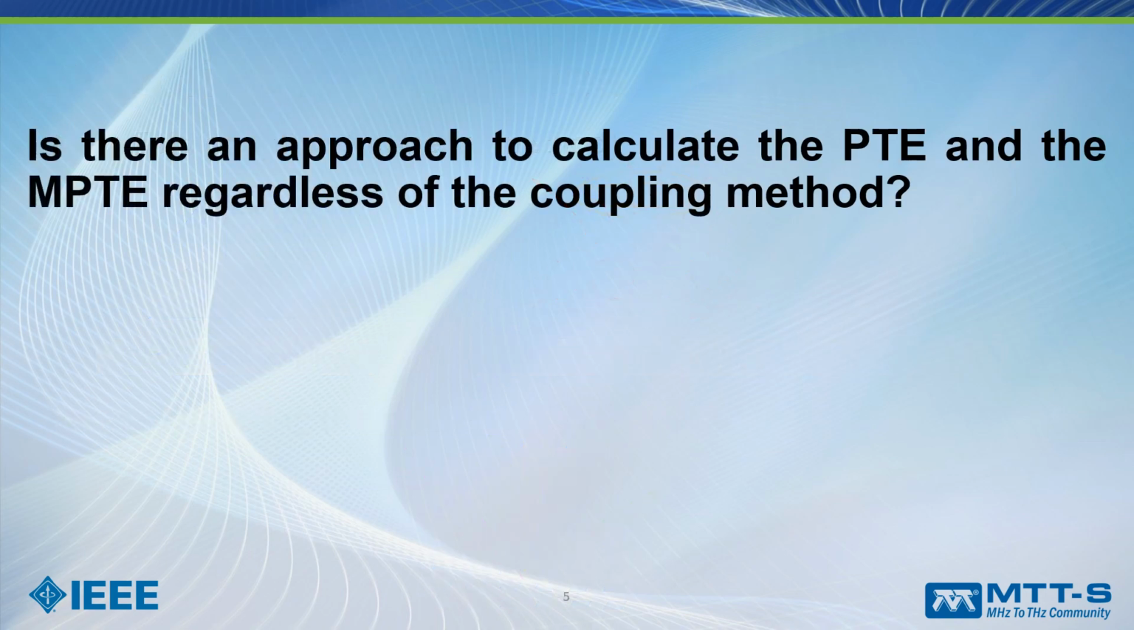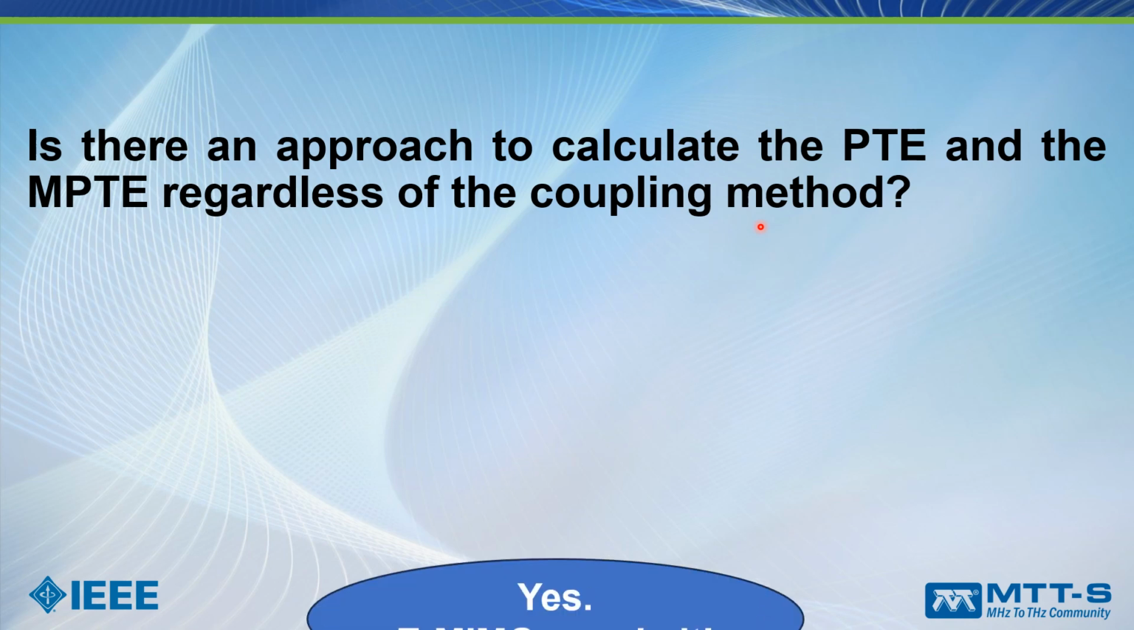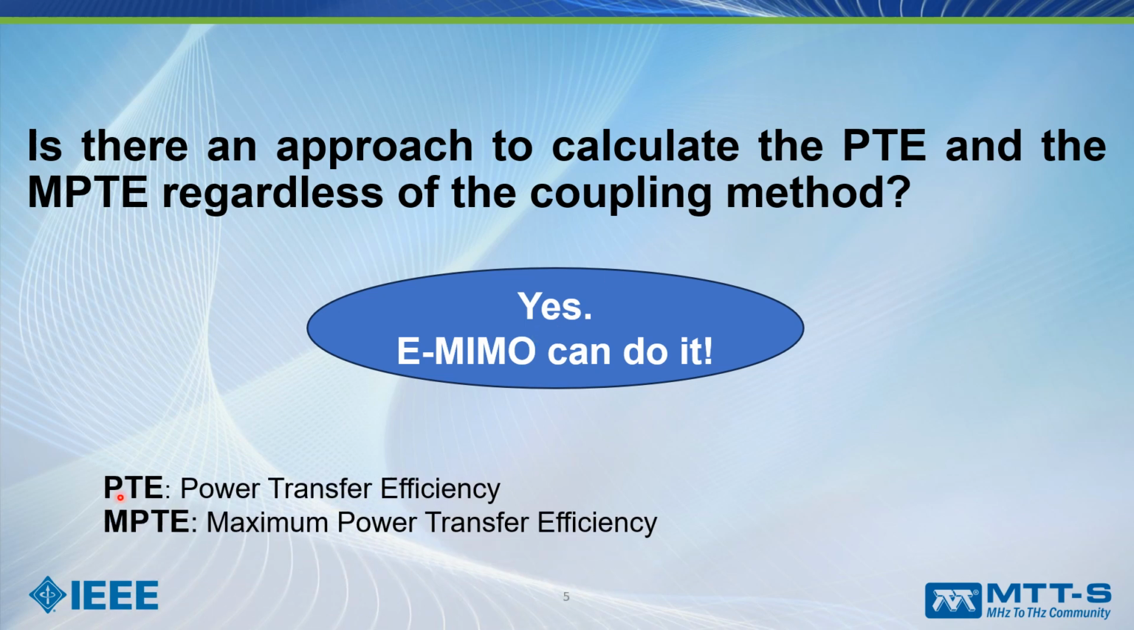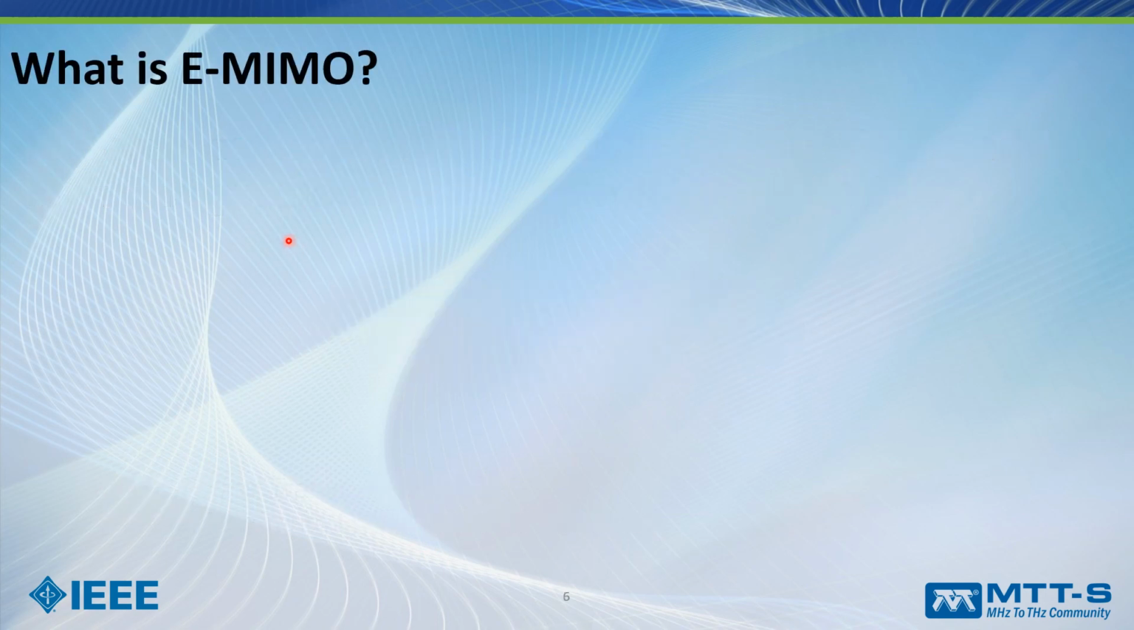So the question naturally arises: is there an approach to calculate the PTE and the MPTE regardless of the coupling method? The answer is yes, eMIMO can do it. So this is the objective of my lecture. Here, PTE means power transfer efficiency, and MPTE means maximum power transfer efficiency. Let me explain what eMIMO is.